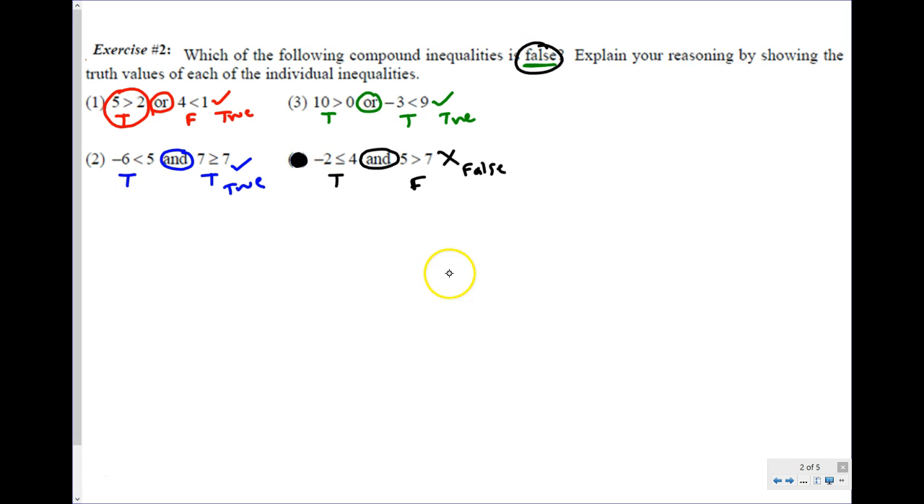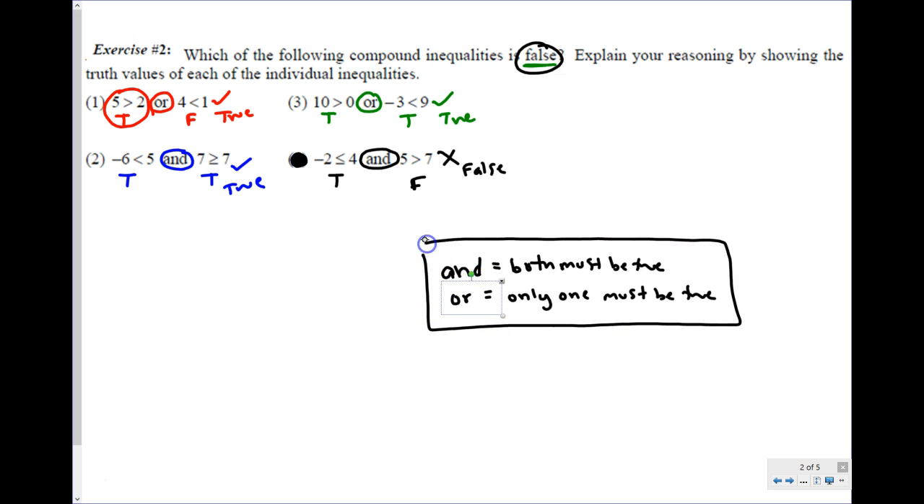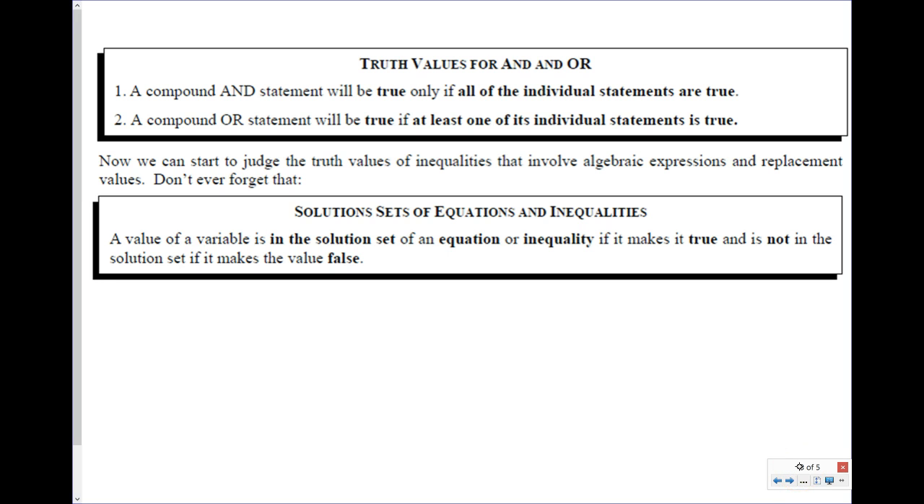Okay? Remember, if it has an "and," that means that both must be true. If it has an "or," only one must be true. Okay? You have to memorize this. This is really important for compound inequalities. Alright? On the next page here, we have this formalized, right? Truth values for "and" and "or." Number one, a compound "and" statement. Let me use a different color.